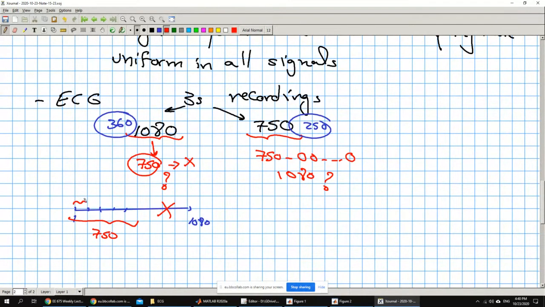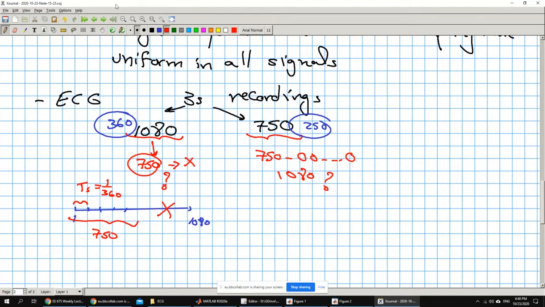Still the same, right? This is TS. The space between the samples here is still TS, the same exact TS that was initially given from the 1080 samples. So the TS here will be 1/360.